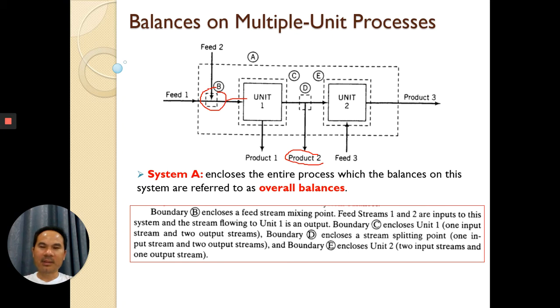For mixing at point B, we have two feed streams, feed 1 and feed 2, and one product stream. At unit 1, we have one stream input and two stream outputs. For this point, we have one stream input and two stream outputs. And at unit 2, we have two inputs and one output, for example.